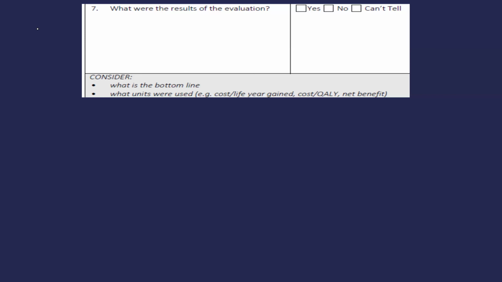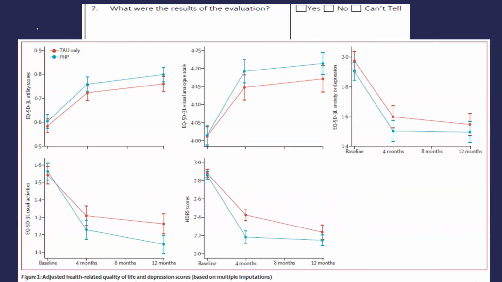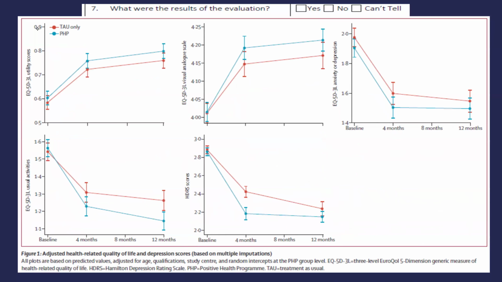Now going to our study. What were the results? They had put multiple results. This was the utility score, visual analog score. If you look at the PHQ, the scorings are better. But if you look at the depression rating, the rating score is low. That means recovery is better. So this is how they have put the results.